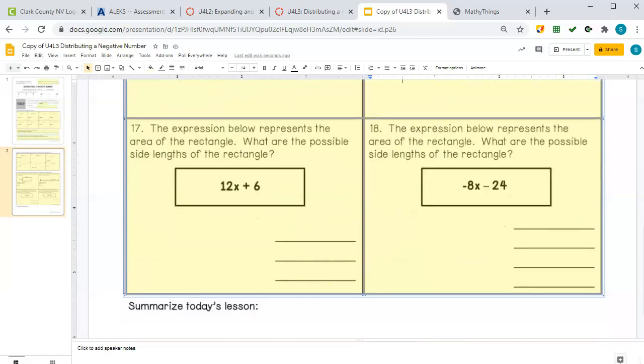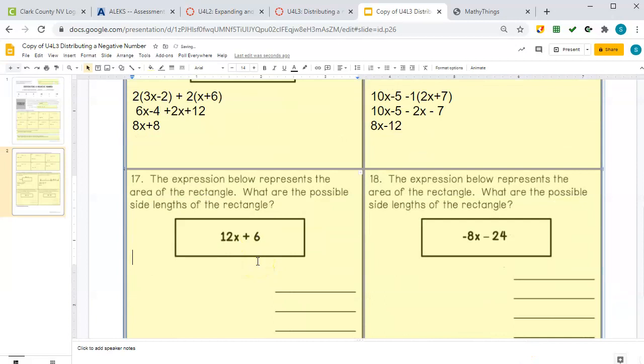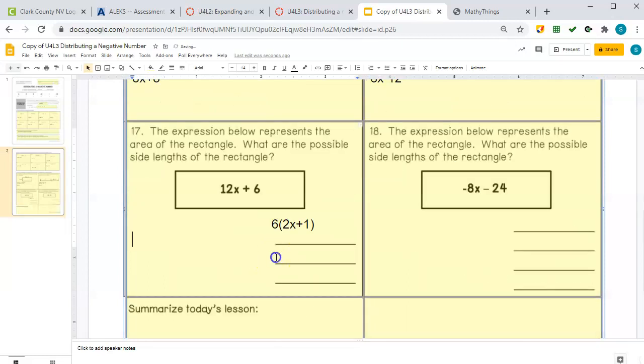Let's look at this one. We're going to look at a few different ways to write it. So one thing we could factor out is the largest common factor, which is a 6. So if we factor out the 6, then we could get 2x plus 1. We could factor out a 4, for example. No, we couldn't factor out a 4. We can factor out a 3. And then we could get 4x plus 2.